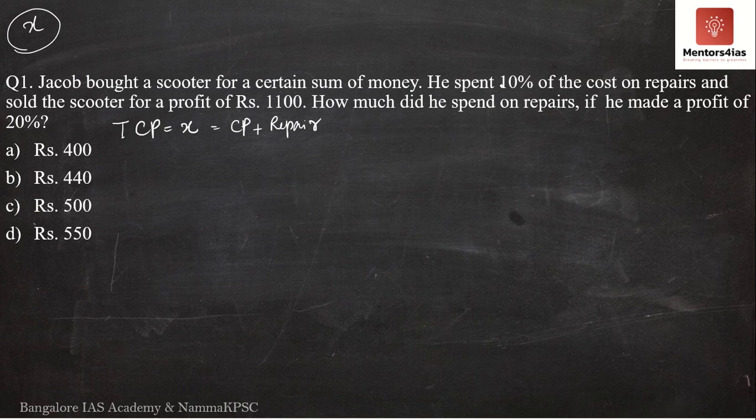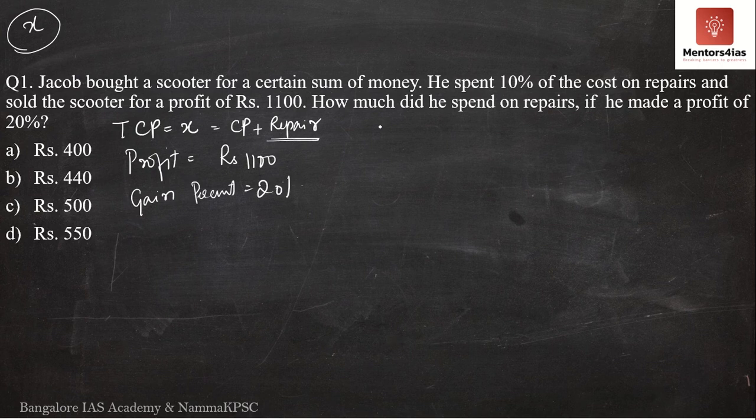The question further says that he spent 10% of the cost on repairs and then sold the scooter for a profit of 1,100. Therefore, I am going to write profit as rupees 1,100. The question further says, how much did he spend on repairs, meaning we have to find the value of this, if he made a profit of 20%. So his gain percent is nothing but 20%.